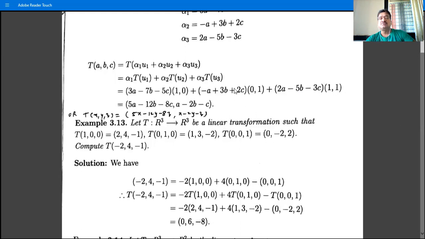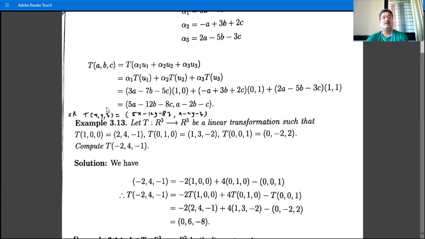And then add the corresponding vectors, by using the definition of addition in R2. So 3a, then 2a plus 2a minus 5b minus 3c, that is 5a minus 12b minus 8c by using addition. And then minus a plus 3b plus 2c plus 2a minus 5b minus 3c is a minus 2b minus c. And this is the formula for T of ABC. What is T of ABC? It is 5a minus 12b minus 8c comma a minus 2b minus c.